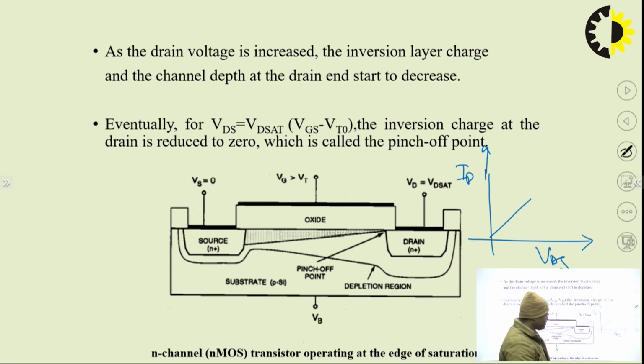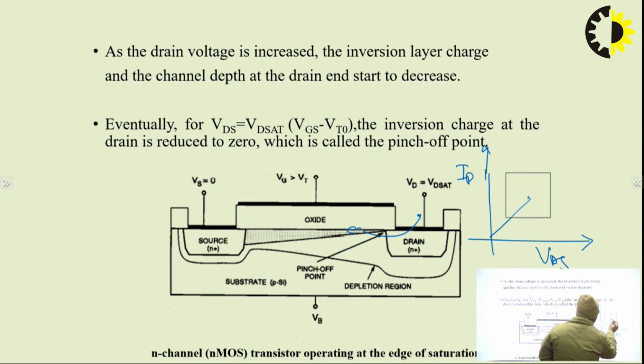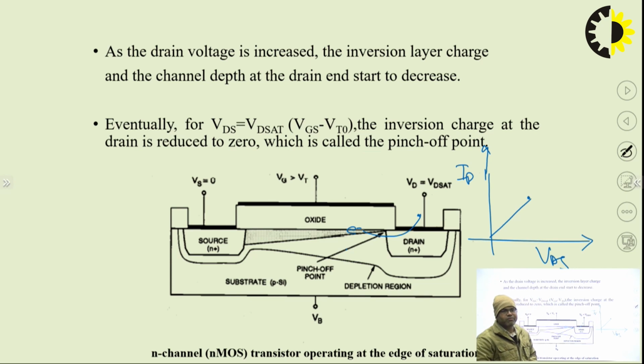With increasing VDS, electrons are drained from source to drain. We reach a point where the channel is just available. This point is called pinch off. At this point, we are getting the maximum current. So when VDS is equal to VD sat, that is, VDS is equal to VGS minus VT, we have the pinch off condition.